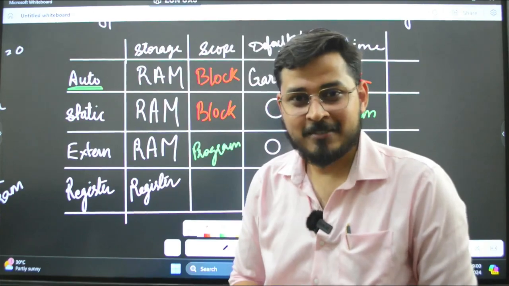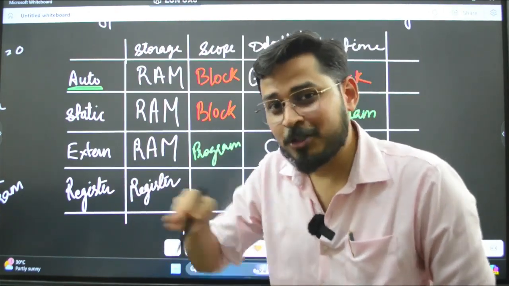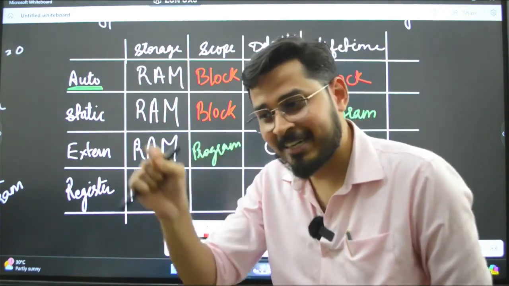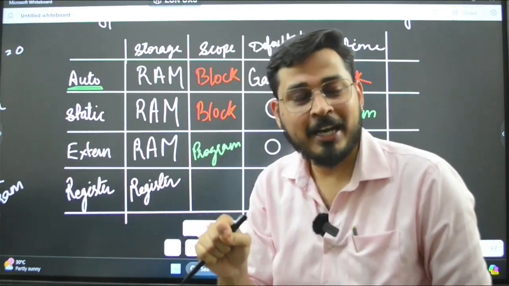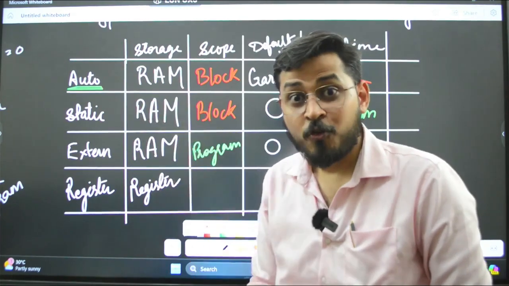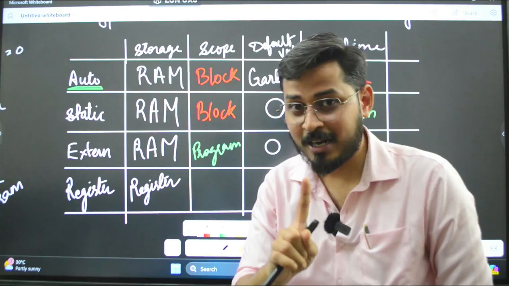Register space is your onboard processor memory. Now, why do we want to create a register type of storage class? Only for one reason, as I explained to you: for faster access, period. For faster access, that's it. I hope this is very much clear.